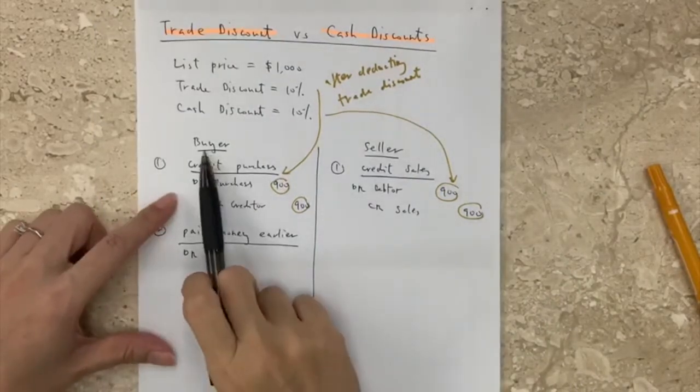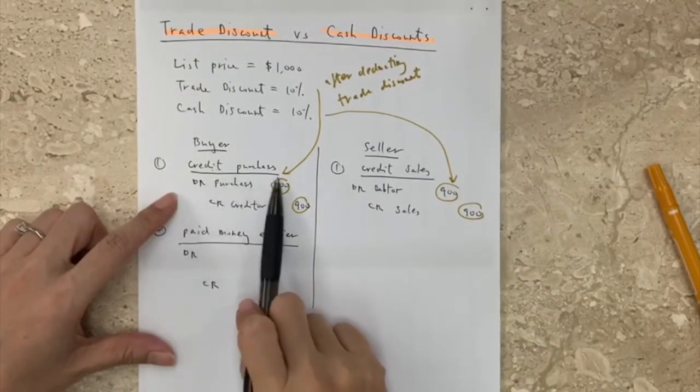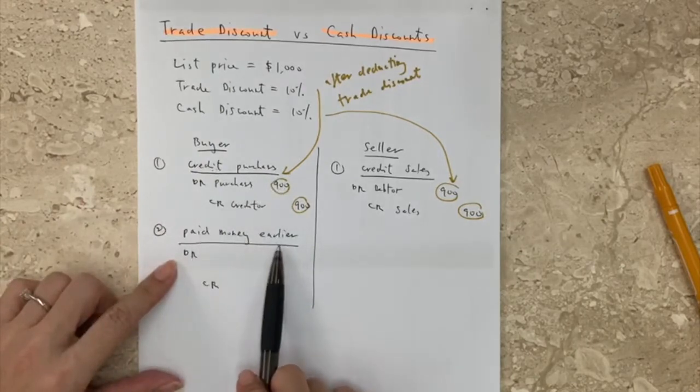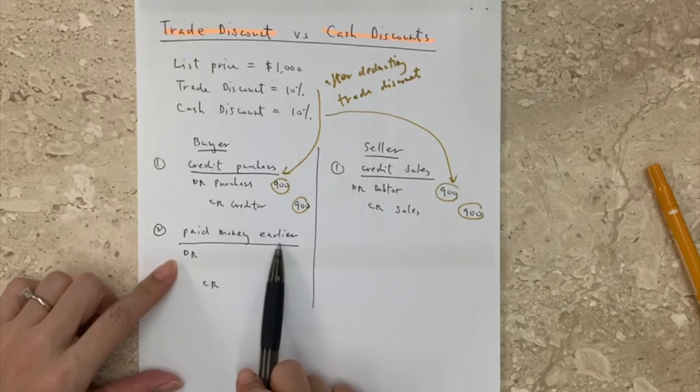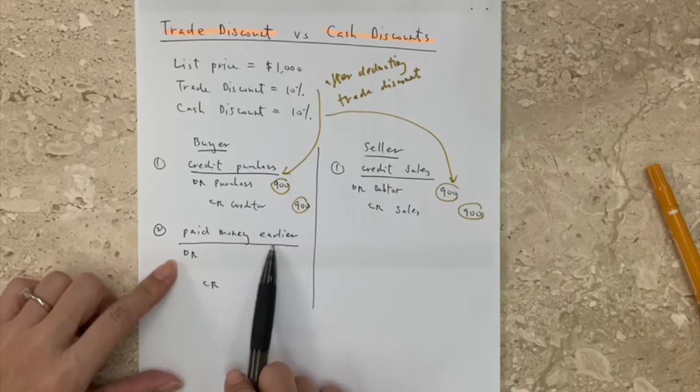Alright, so now if we are buyer again, after purchases, what if we pay money earlier? Sometimes we can enjoy benefits. If we pay earlier, we pay less. So this will be a kind of incentive offered by the seller if we pay money earlier.